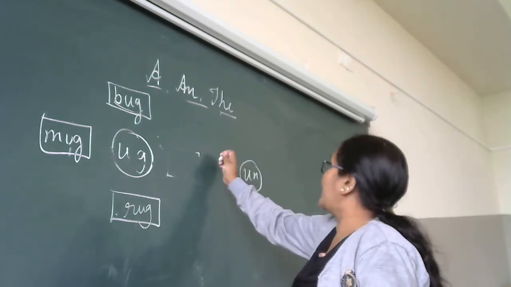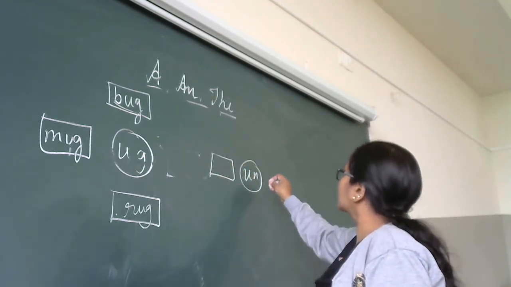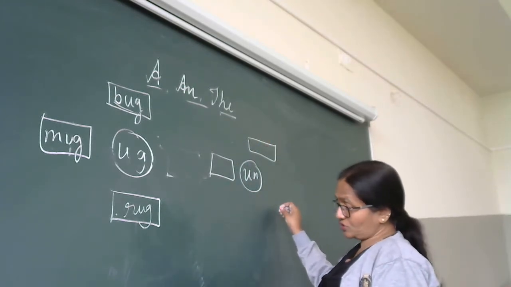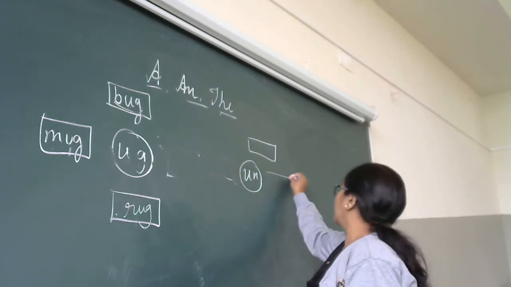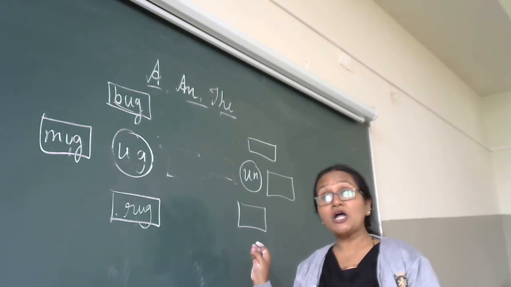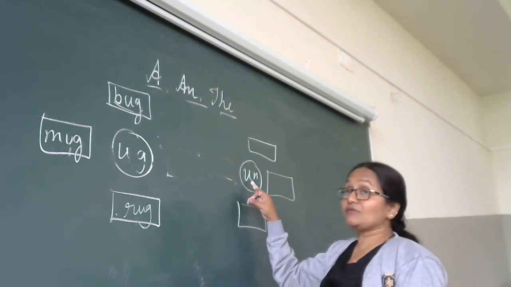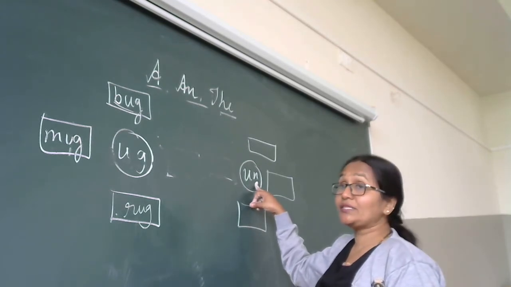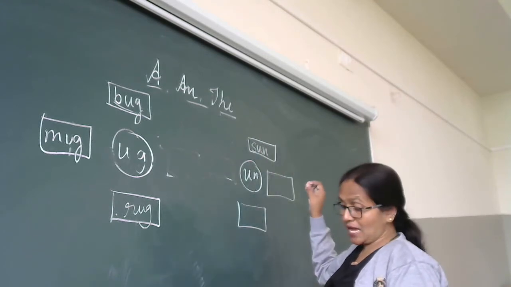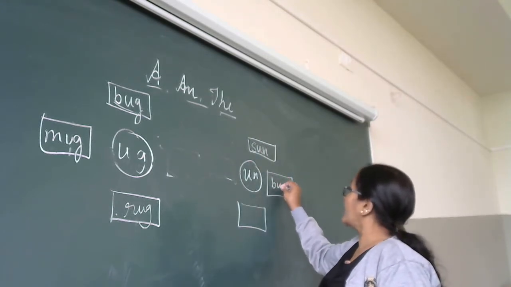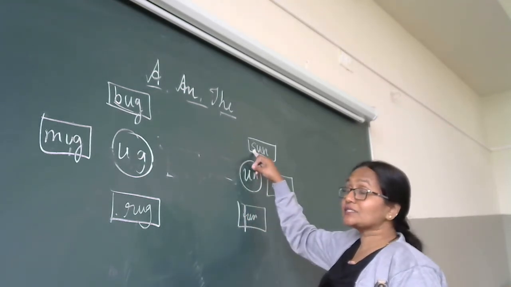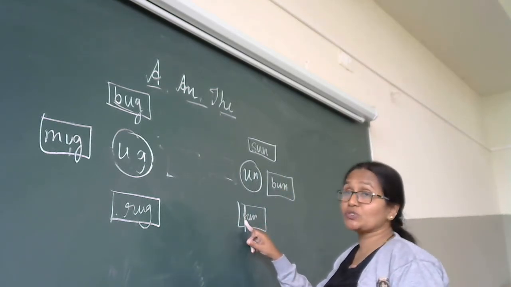Now UN. Again we have to use UN, and we have to start with a consonant. Begin with a consonant letter, and it ends with UN. So here sun, S-U-N, sun. Then bun, B-U-N, bun. Fun, F-U-N. S is a consonant, B is a consonant, F also is a consonant.